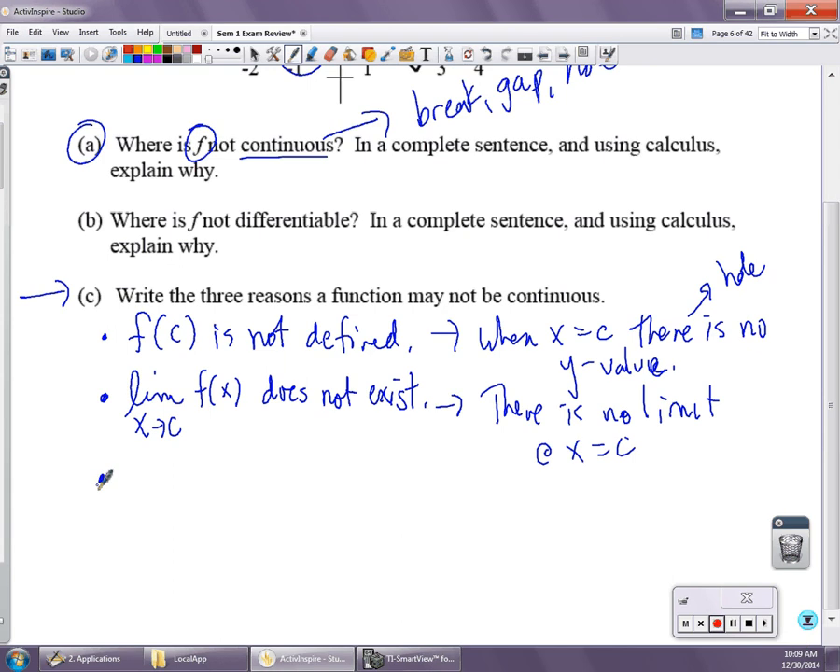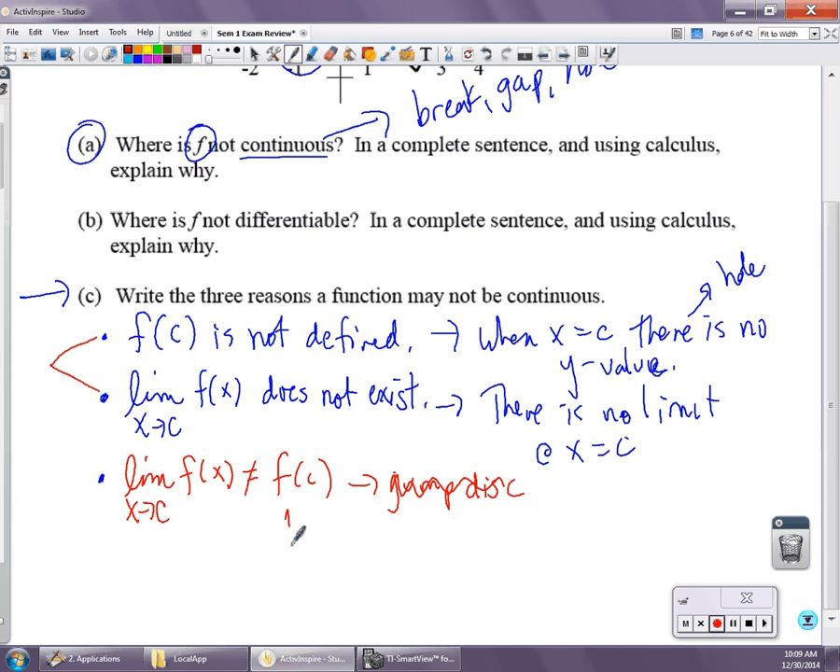The third reason that a function might not be continuous is a combination of these two, 1 and 2. The reason would be that the limit as x approaches c exists, in other words, there is a limit of the function, but that limit is not equal to the y value. And that would often lead, not necessarily always, to a jump discontinuity. Actually, it would not lead to a jump discontinuity. It would be something like this.